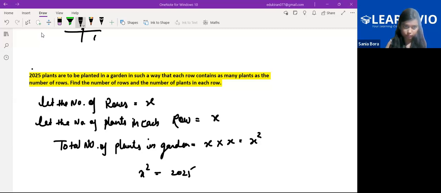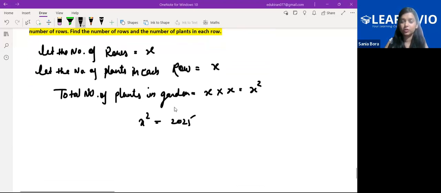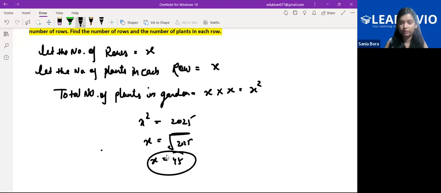Done, ma'am. Okay. Everybody finished? Yes, ma'am. Let's wait for everyone. Naisha and Gauri. Okay, so what is the answer? Sindhu's answer is 45. Okay, everybody got 45? Yes, ma'am. Okay, so x square is 2025 and x is 45.